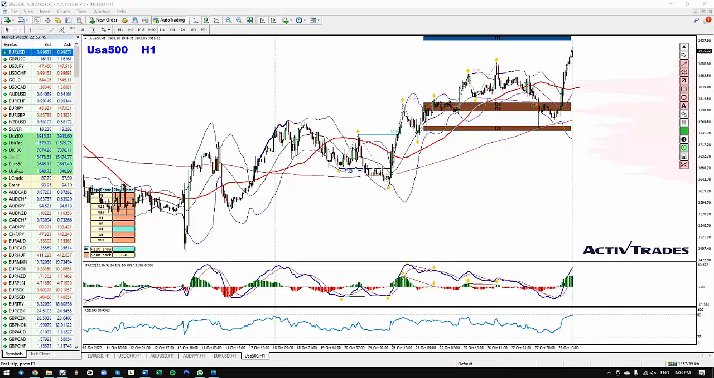Second one, the price to bounce to key trading levels, not just lows, it could be highs. That could be support and resistance, that could be demand and supply. And I will show the differences.